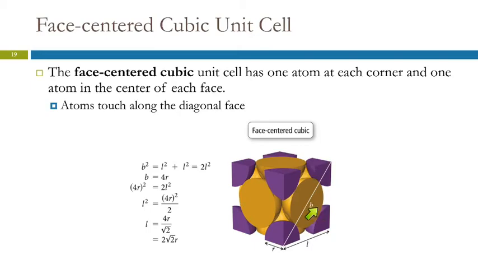The geometry is a little easier, finding out the length of the side here. They're touching along this diagonal here, so this segment B is equal to 4R, and this is L, and that's L, and you can calculate it, and you end up with L equals 2 times the square root of 2 times R.